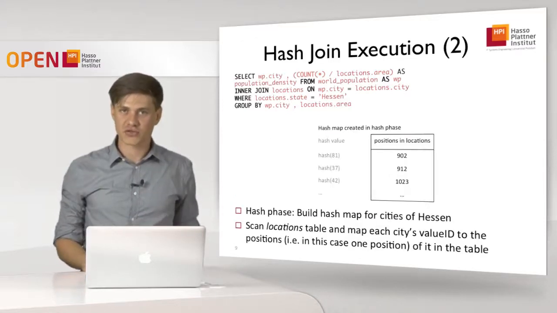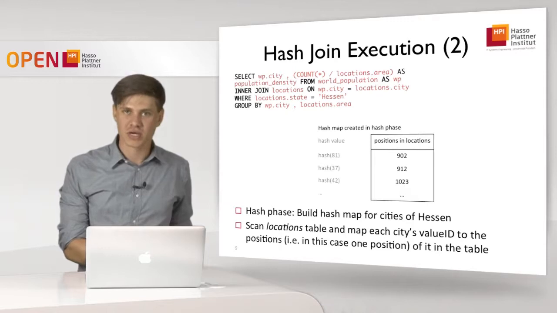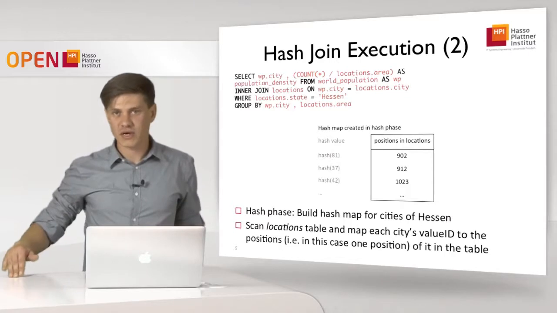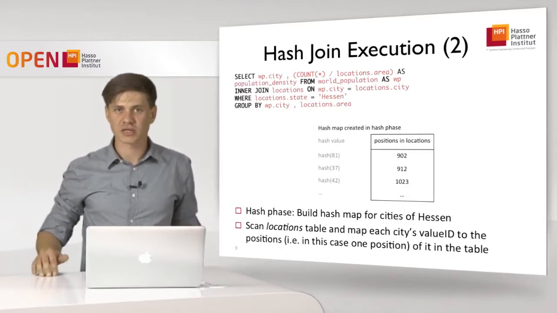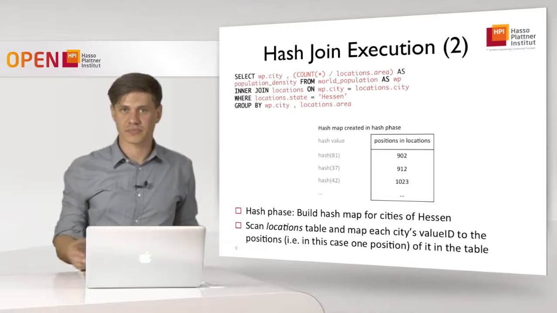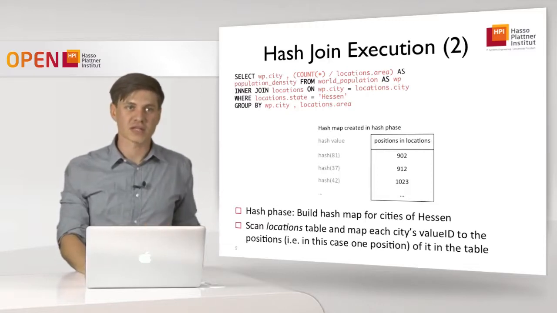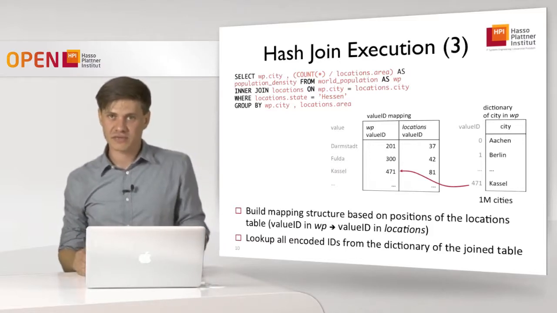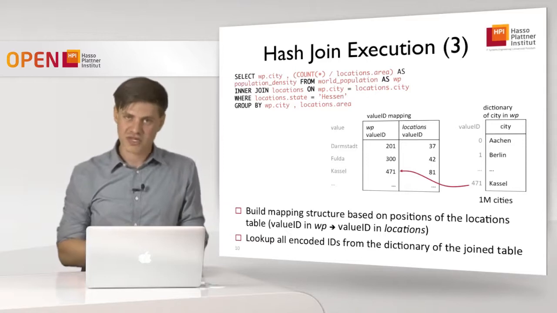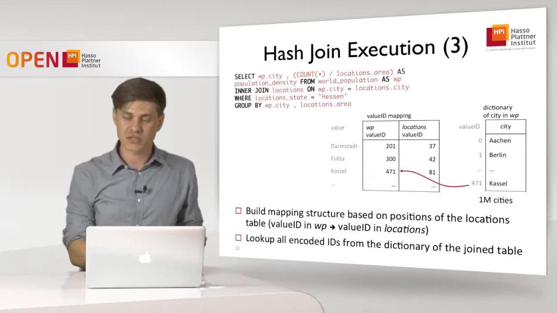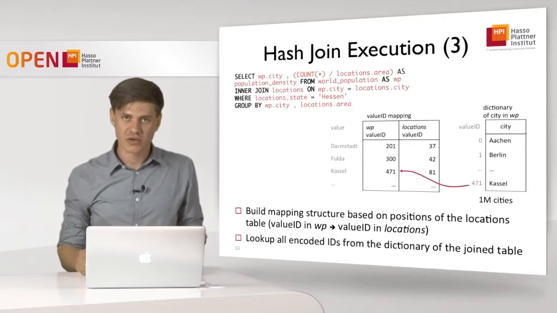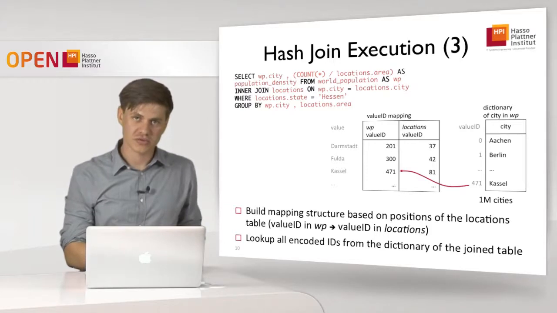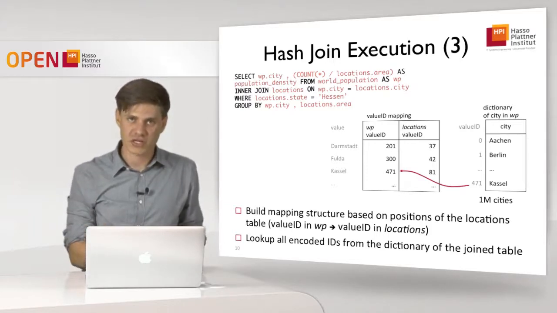In the second step, we're going to build up the hash map. Here we take the positions of all the cities in Hessen, take the value ID of the city, and hash that value ID into our hash map, as you can see here on the slide. With that mapping structure, we now start with the probe phase. Here we scan sequentially, which is fast on modern CPUs, over our larger relation. For each value in this larger relation, we look into the mapping structure to find the corresponding value ID of the first relation.